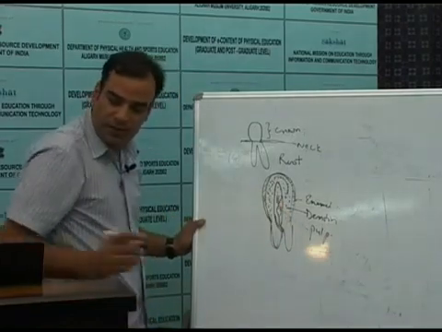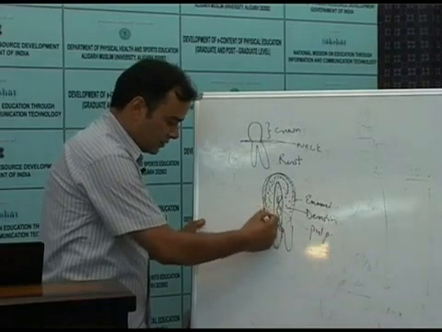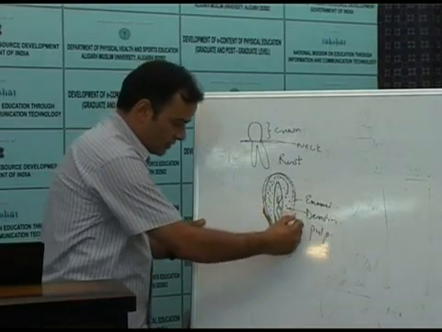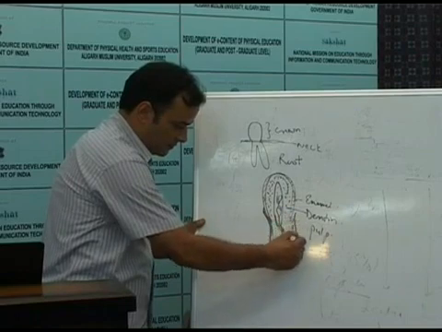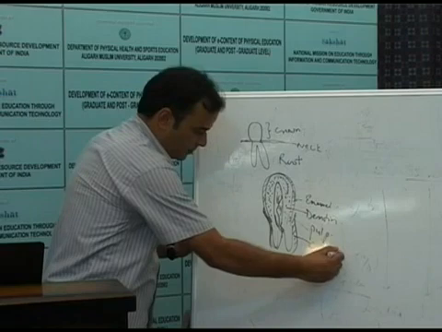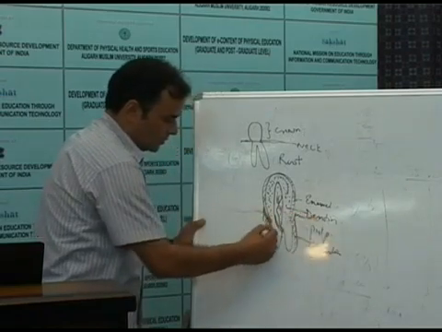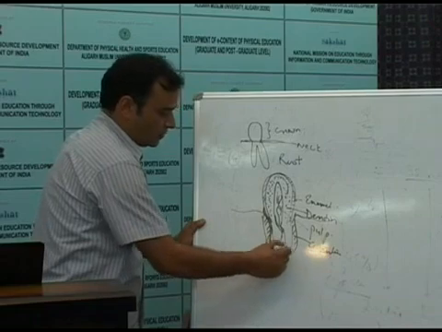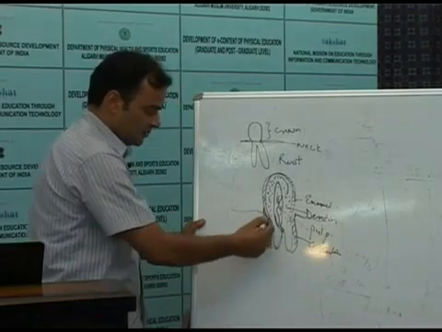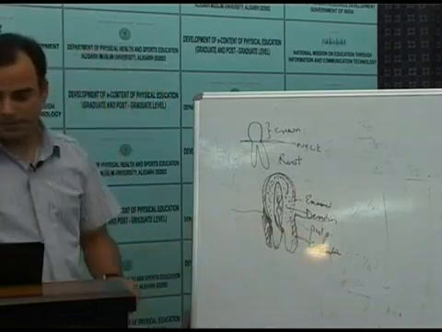Also, there is a layer here which is called cementum. This cementum holds the tooth into the socket of the jaw. So this is basically a cementing material, that's why it's called cementum.